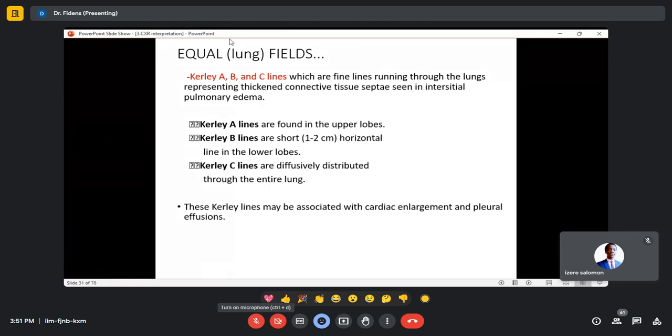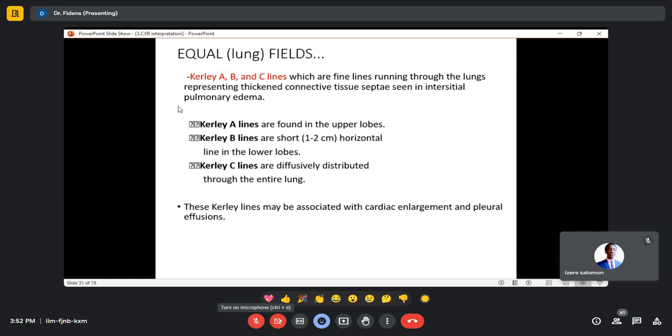So now, Kerley lines are fine lines running through the lungs, representing thickened connective tissue, septa. Septa is the connective tissue that is separating one alveolus from another one, seen in interstitial pulmonary edema. Not only in pulmonary edema, it can be caused by any condition in this interstitium. The shape will come as linear opacity. It's no longer alveolar opacity where it is patchy. By the way, linear opacity and patchy opacity are somehow opposite.